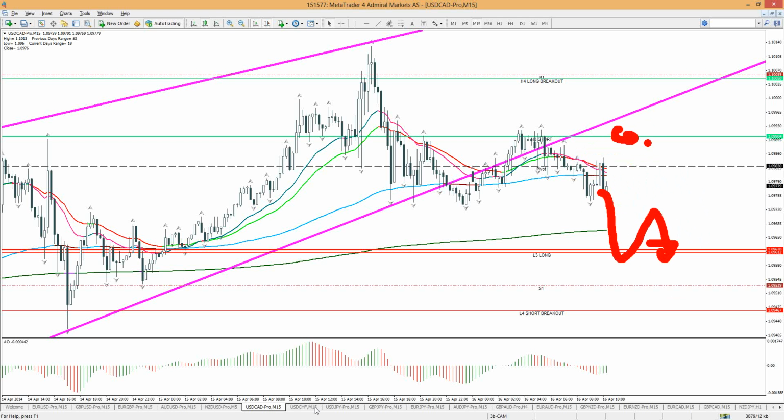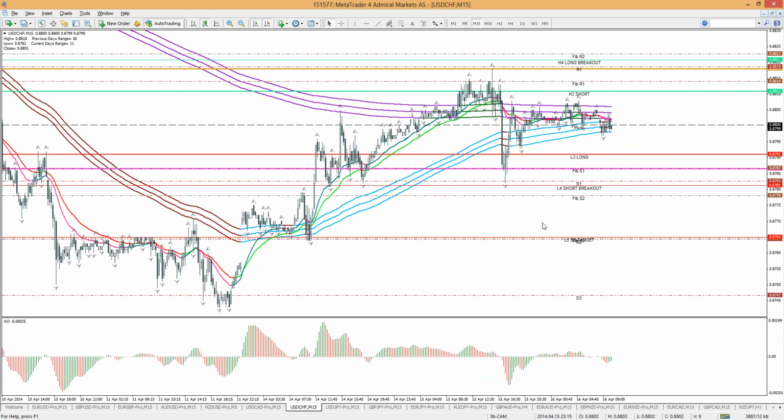Dollar Swiss is the same in a way. Dollar Swiss is also looking bearish. And dollar Swiss is looking just as interesting as the pound and the euro.